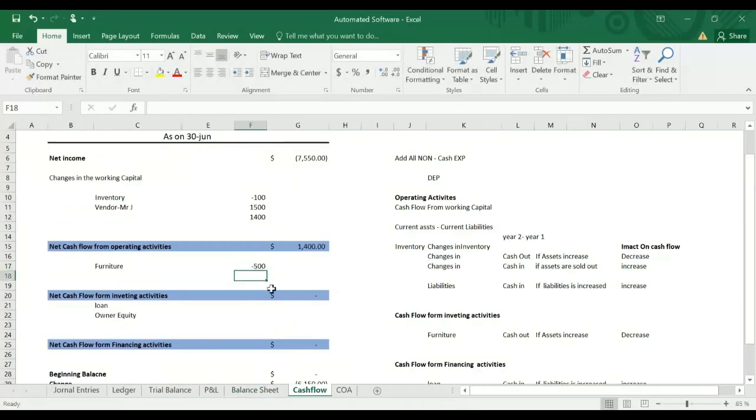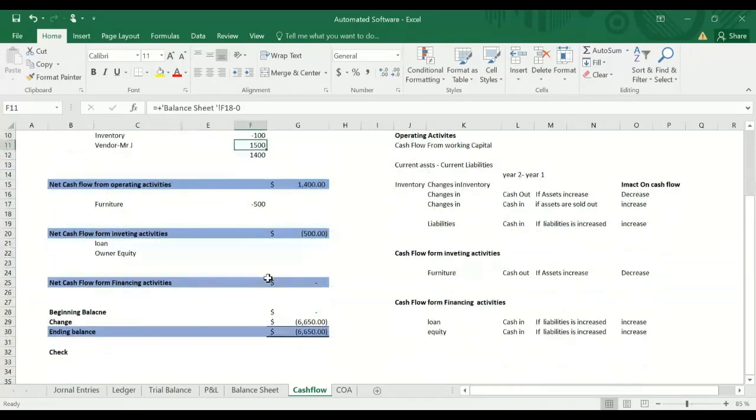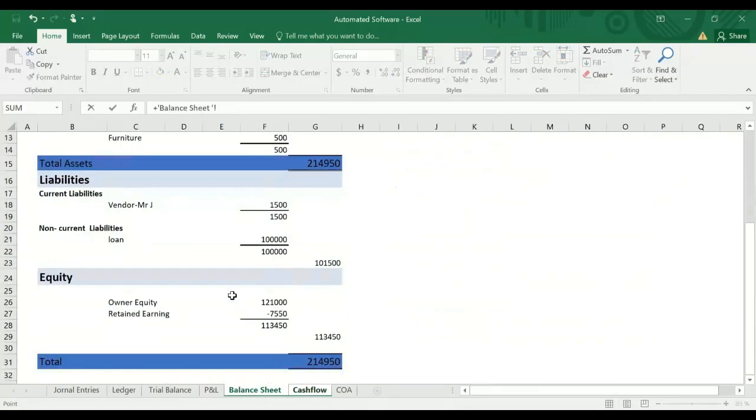And over here you can link. I'm just going to directly link it with this. And over here in the last, net cash flow from financing activities, we're going to take the loan. As a loan is a liability, you just need to understand this formula. You have to take the formula exactly like this. As the cash is in, if the loan is increased, you go to the balance sheet. From the liabilities, the loan is 10,000.